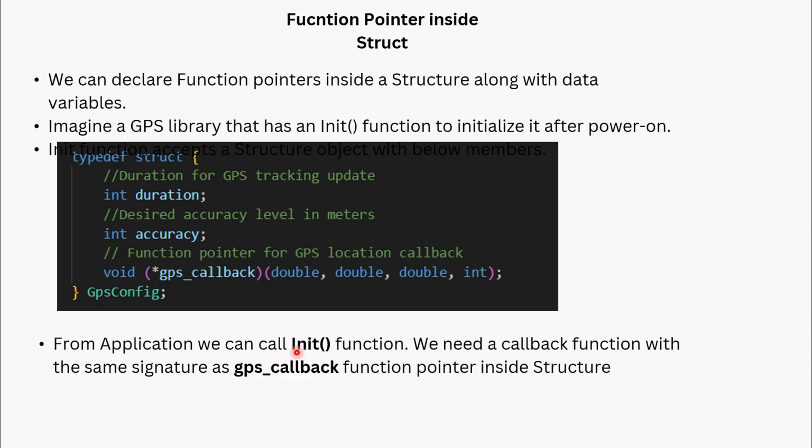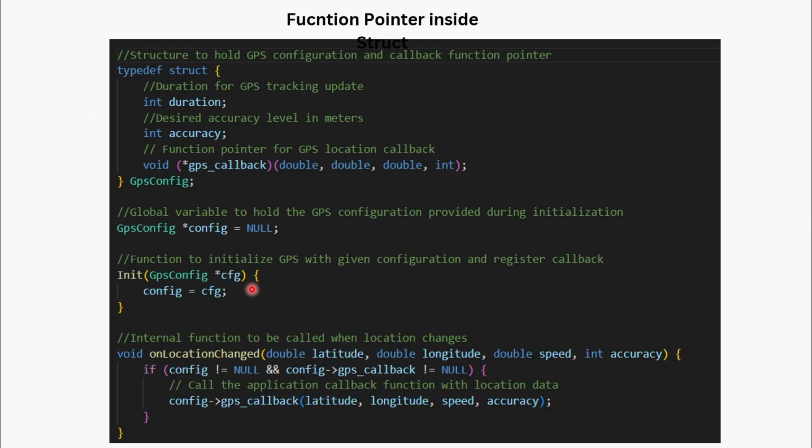From the application, you will call the init function of the library, where you will provide the object of the structure with your desired duration, accuracy, and also a callback function. So that the library will have this object and it will call your callback. It will do the GPS operation, and whenever the desired location with the given parameters is received, it will give you a callback. So you can see the detailed code here.